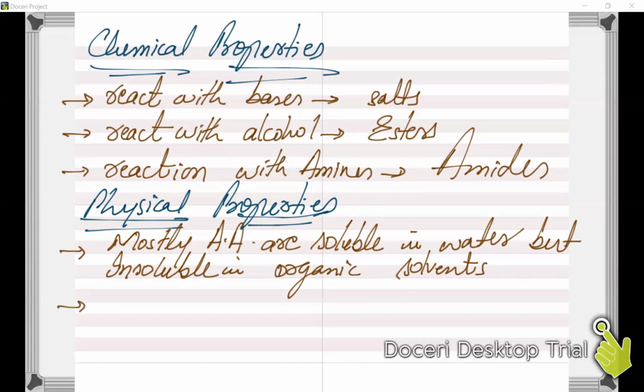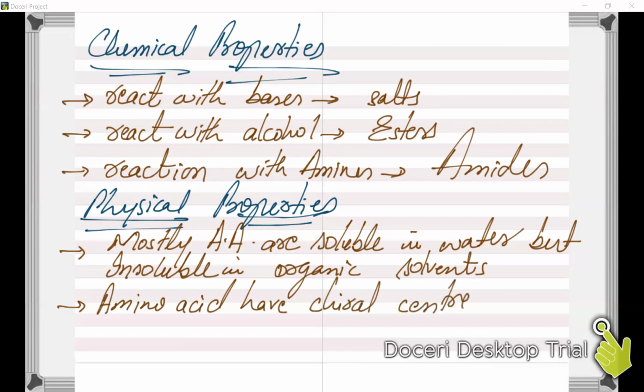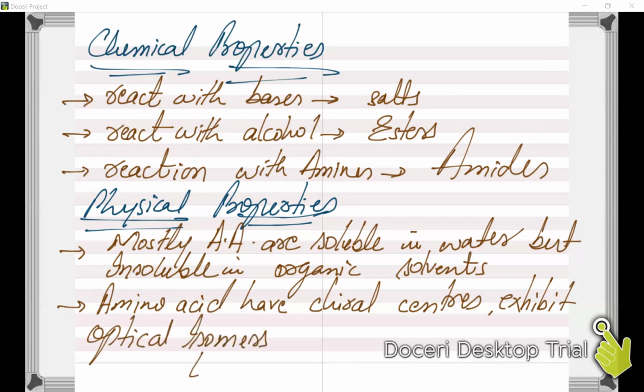What else? We can talk about another property, and that is amino acids have chiral centers. Because of this, they exhibit optical isomers. In chemistry, there are always exceptional cases. So, except for glycine, they exhibit optical isomers because of the presence of the chiral centers.